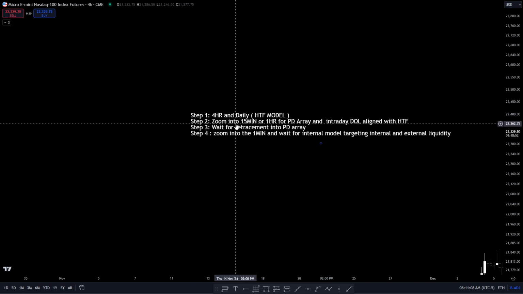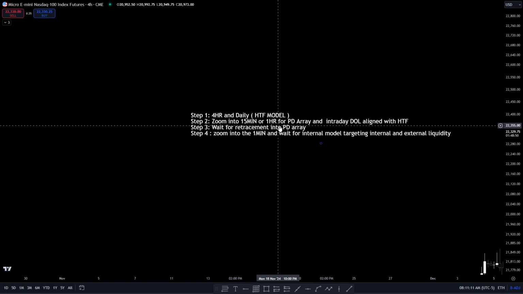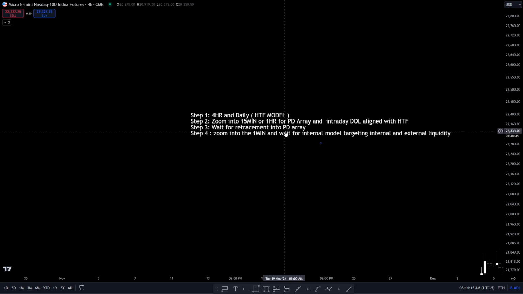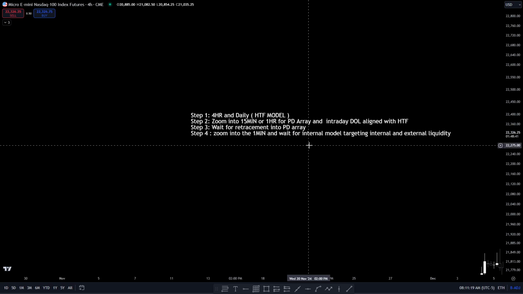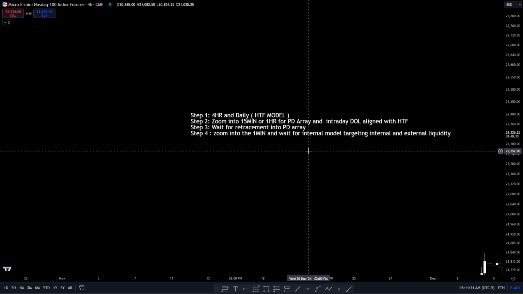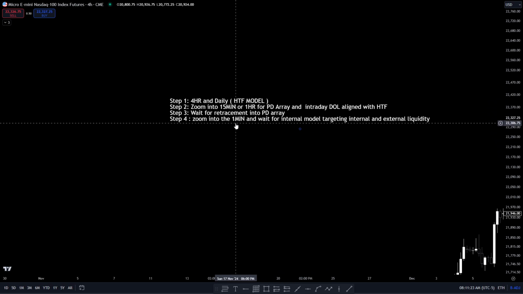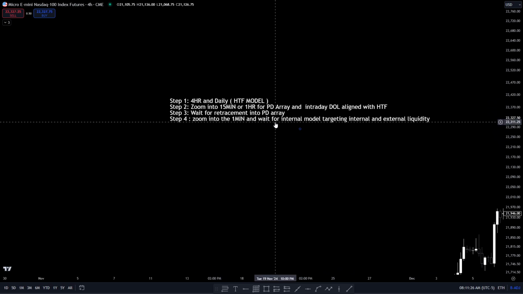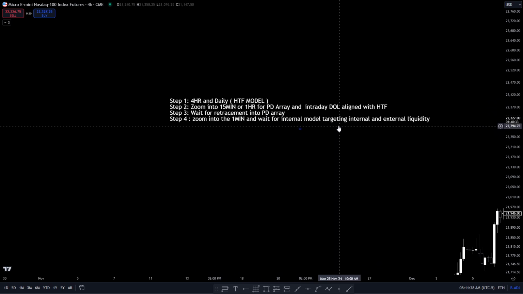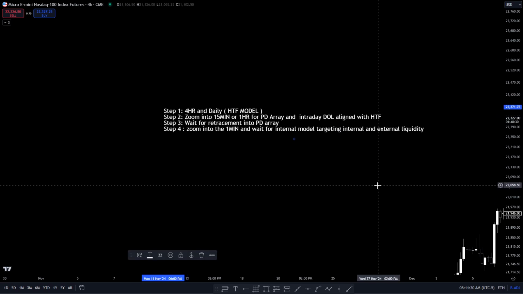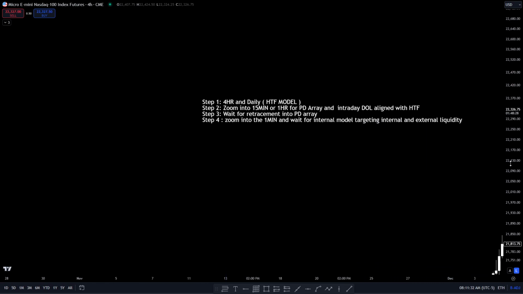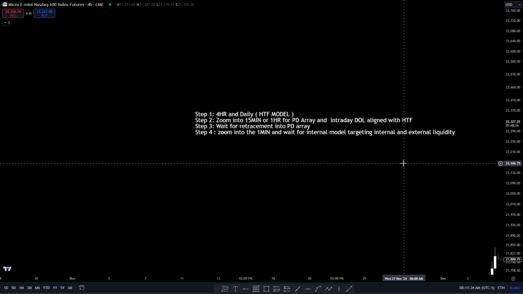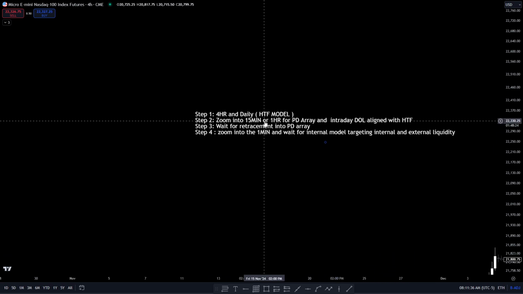After identifying a 15-minute or 1-hour PD array, I wait for a retracement back into that PD array. Once I get a retracement back into that PD array, I zoom in to the 1 minute and I wait for an internal model targeting internal and external liquidity, in a place where we expect to reject the 15-minute or the 1-hour.